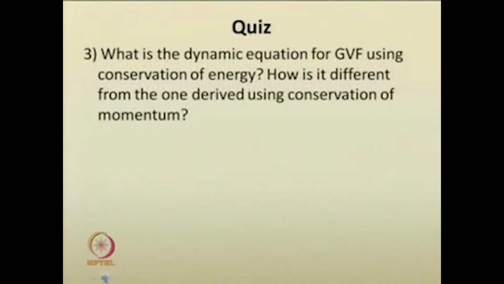The third question for this quiz is, what is the dynamic equation for gradually varied flow using conservation of energy principle? How is it different from the one derived using conservation of momentum principle? I am repeating the question, what is the dynamic equation for gradually varied flow using conservation of energy? How is it different from the one derived using conservation of momentum principle?